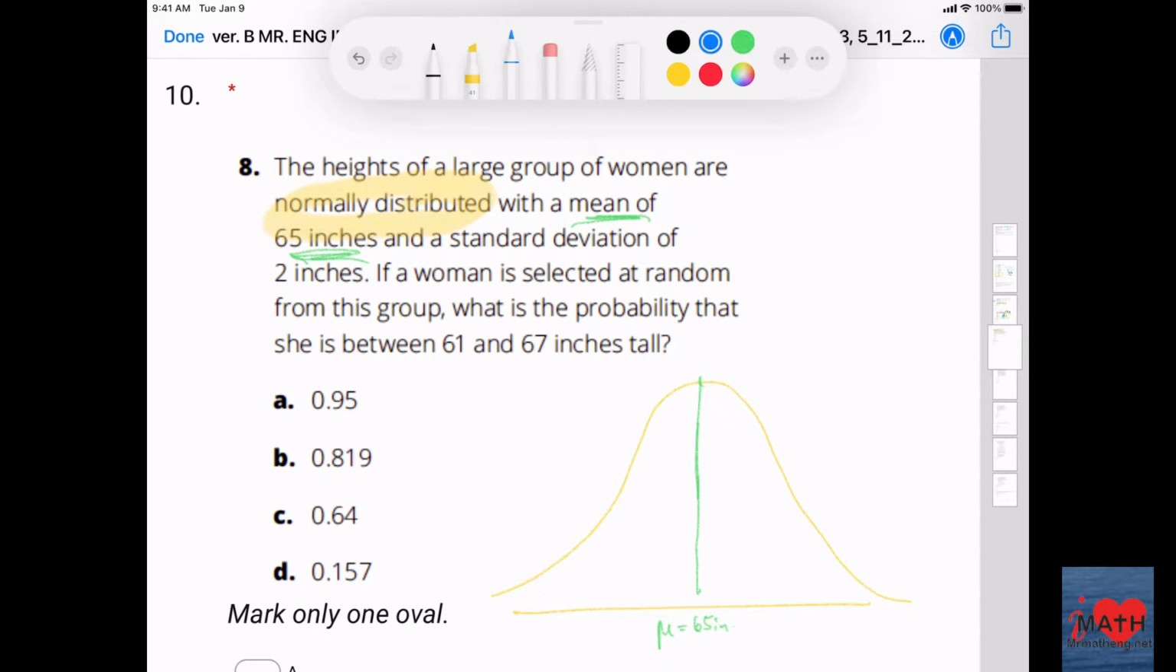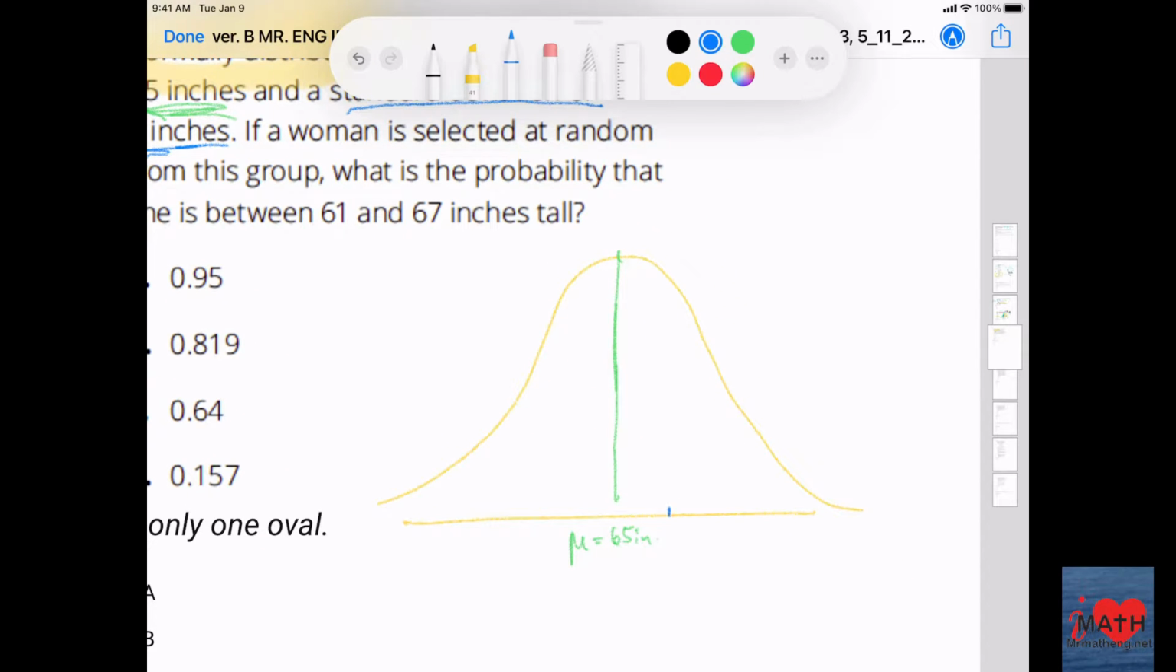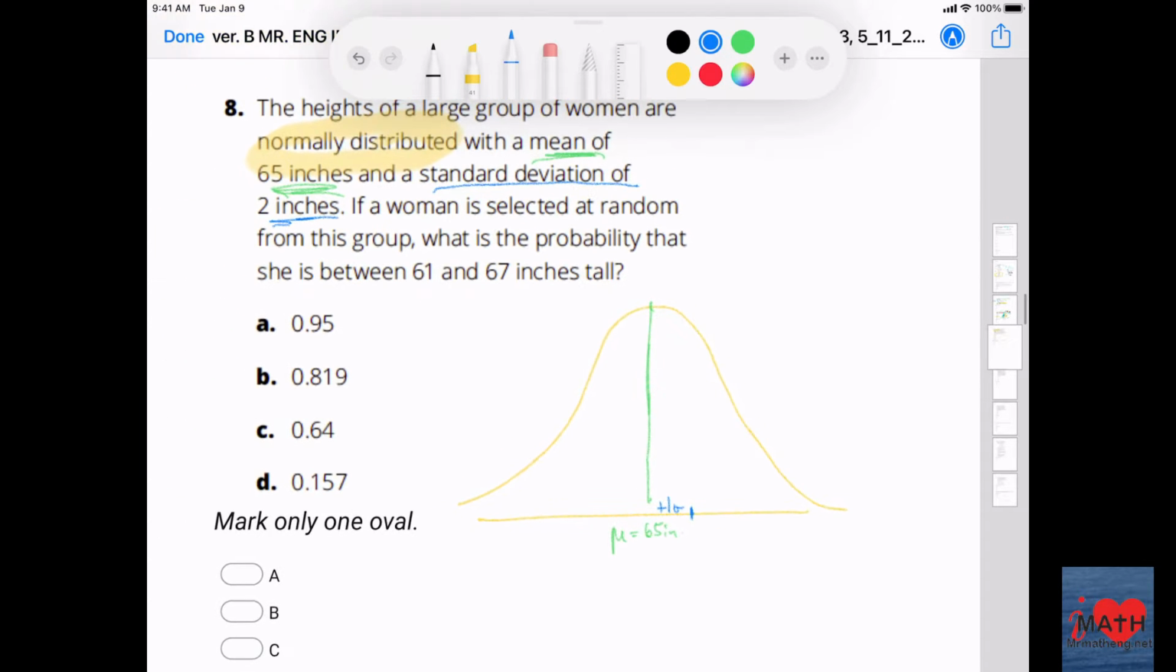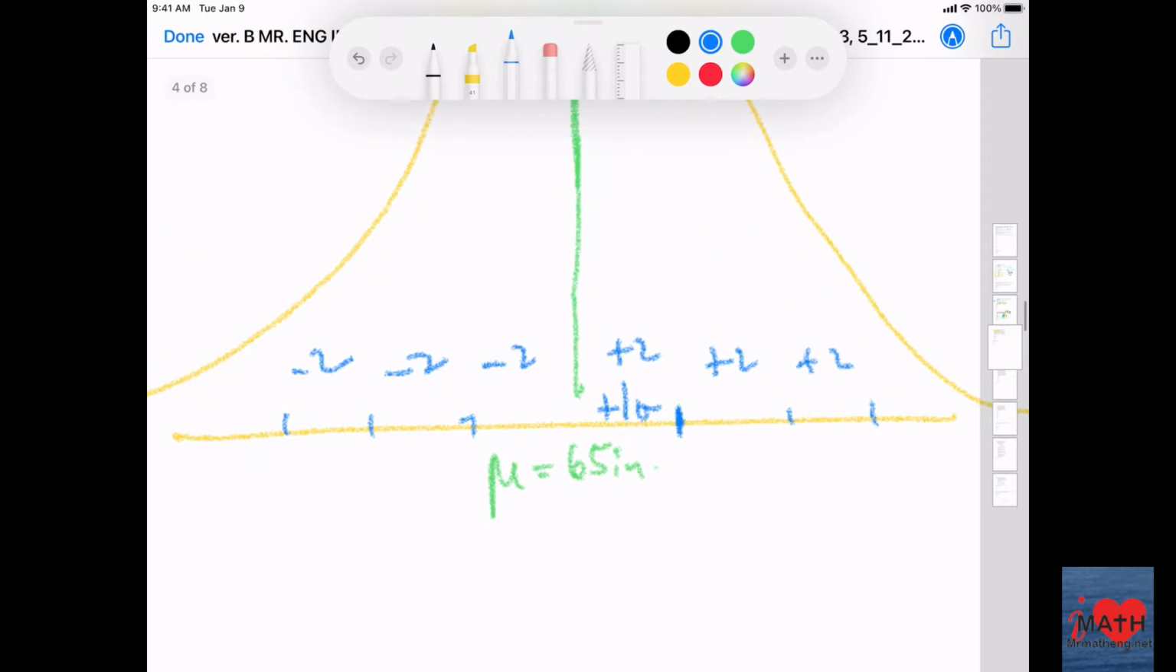And a standard deviation of 2 inches. So every time you go out 1 from the center, this is 1 standard deviation, or in this case we would add 2 inches. Add 2, and this way you would just subtract 2, subtract 2, subtract 2. And so it's 2 standard deviations. Let me kind of show you. It's count 1, 2. Does that make sense?